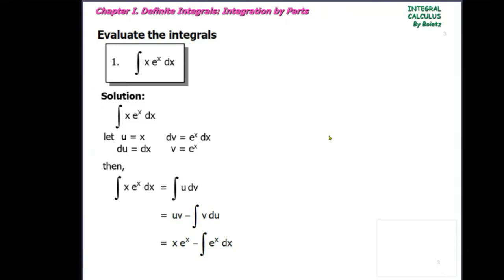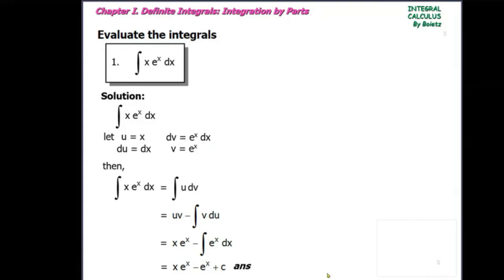Okay, anyway. So this is what comes out when substituted. Therefore, this is easy to integrate. The integral of e to the x is also just e to the x, then plus the constant c. So that is the final answer.